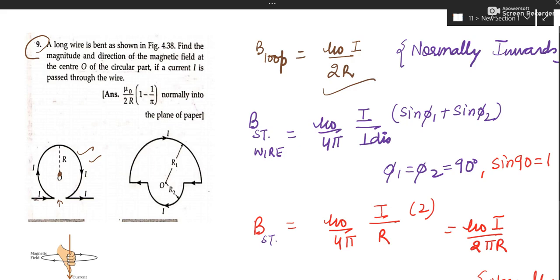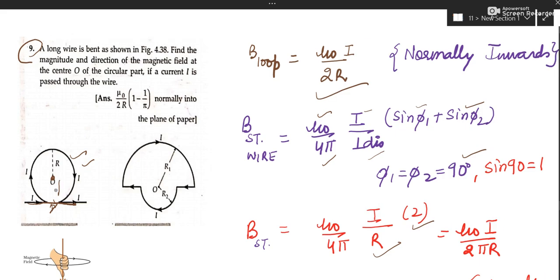But then there is a straight wire as well. This is a straight wire. So use that formula: mu naught by 4 pi, I by perpendicular distance, sin phi 1 plus sin phi 2. Take it as 90, long wire, infinitely long let it be. So the perpendicular distance is the radius. Yes or no? So you can substitute.